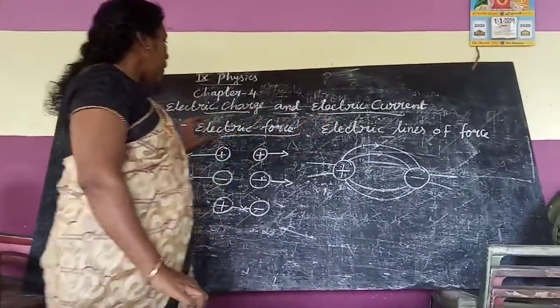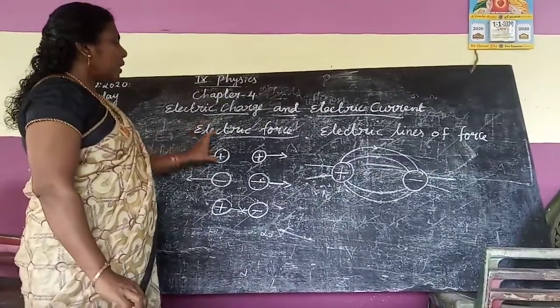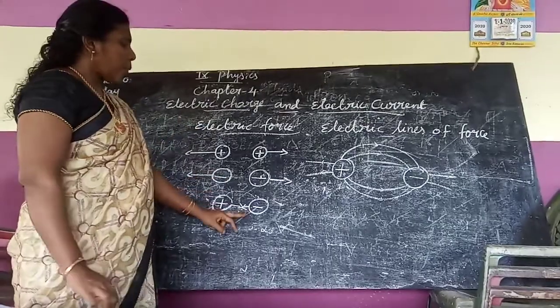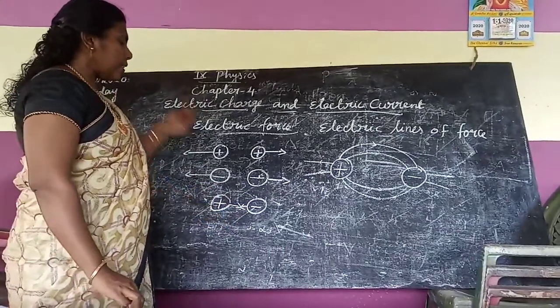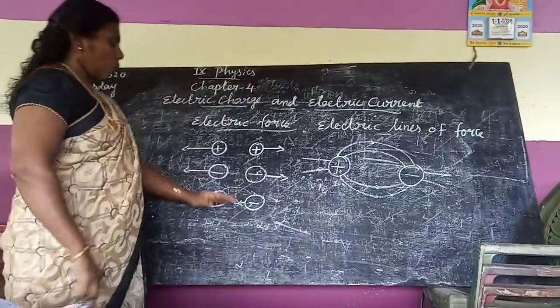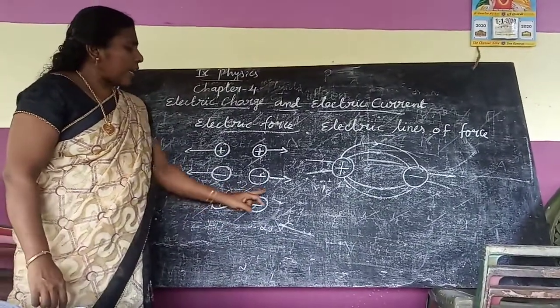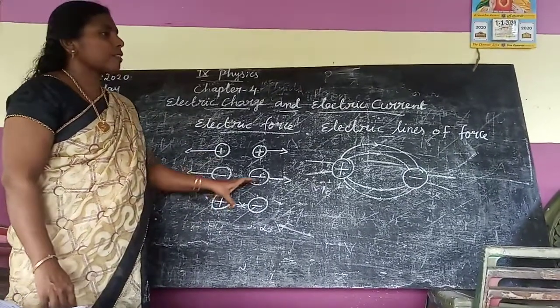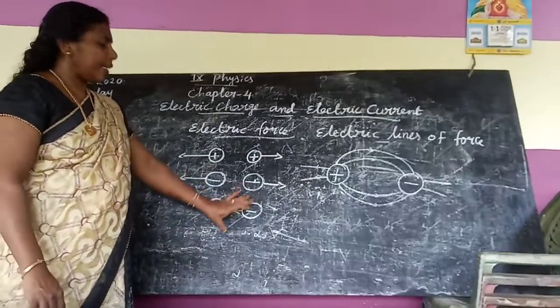Now the electric force we have learned. Here two charges are there. Same charges, what happens? Repel. Opposite charges, attract. The region around these charges, positive and negative, that you know. So the region around these charges in which it experiences electric force is called electric field.